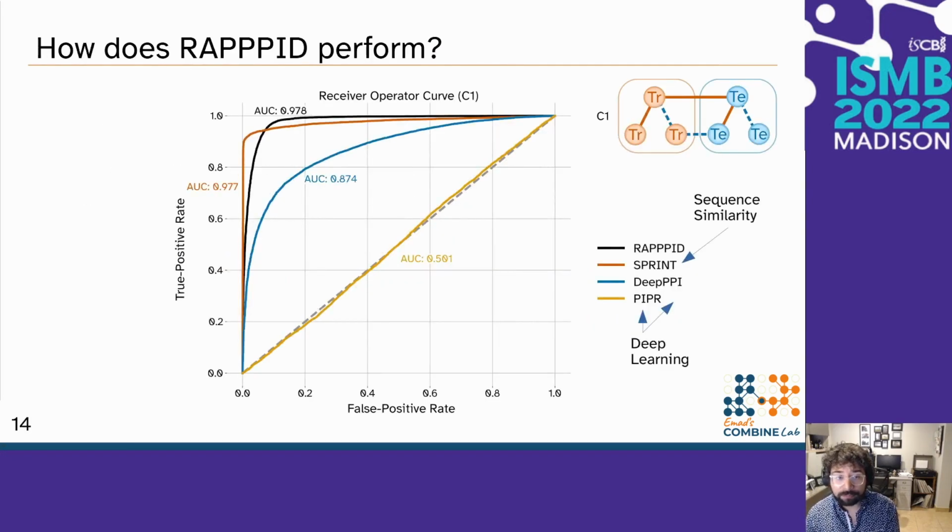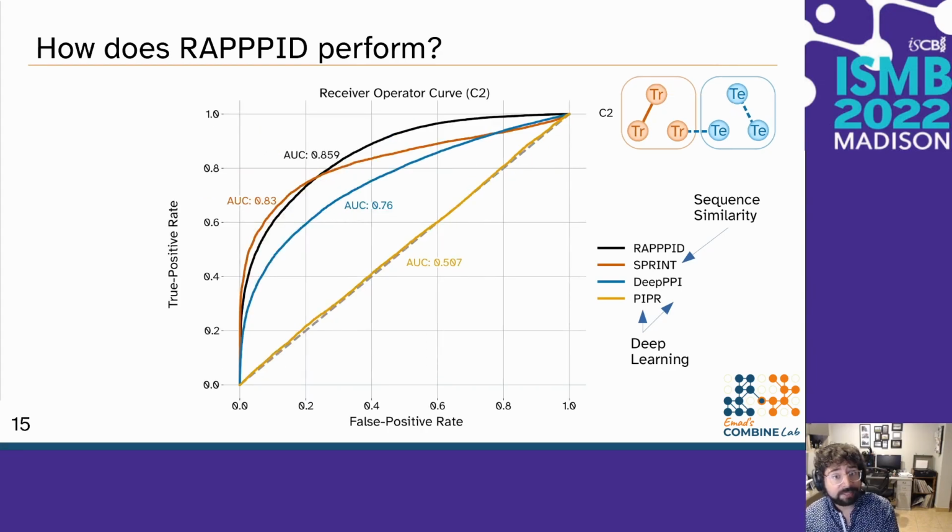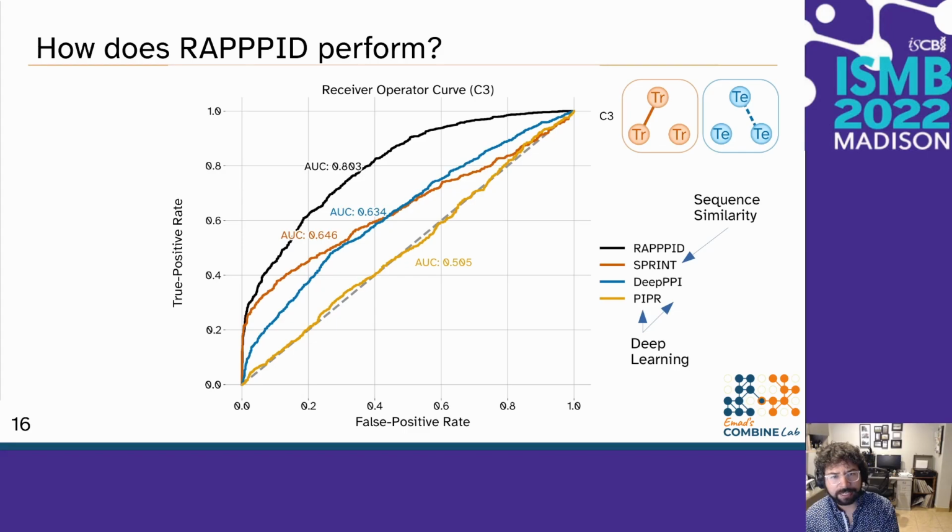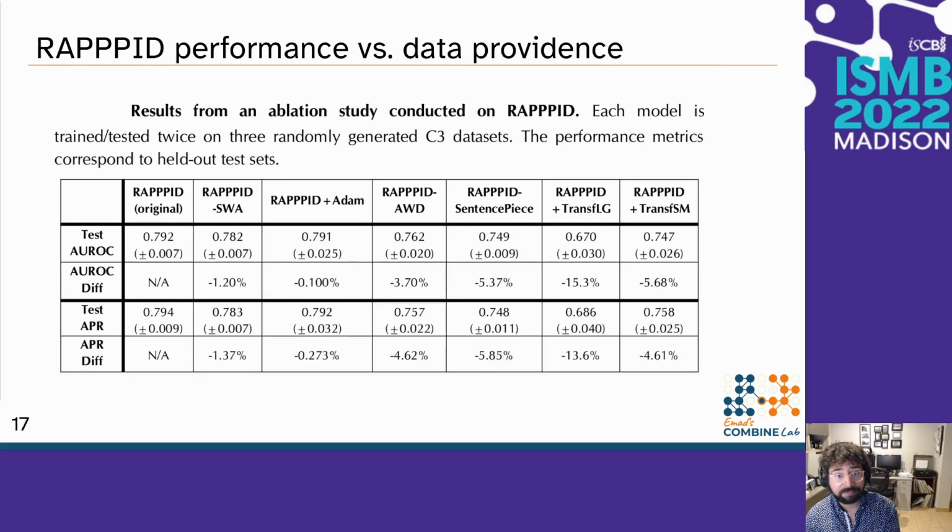So how does RAPPPID perform? Here we compare RAPPPID to three other methods. SPRINT is a sequence similarity method, which was designed for C2 and C3 datasets, and Deep PPI and PIPR, two deep learning methods. We can see that in the C1 case, RAPPPID performs comparably to leading methods on the STRING PPI dataset for Homo sapiens. In the C2 case, we see that RAPPPID retains much of the performance relative to SPRINT and Deep PPI. Finally, in the C3 dataset, RAPPPID does a far better job than the other three methods at maintaining its performance, scoring an AUROC of 0.803.